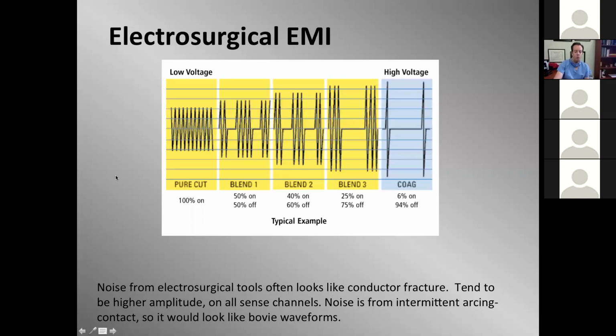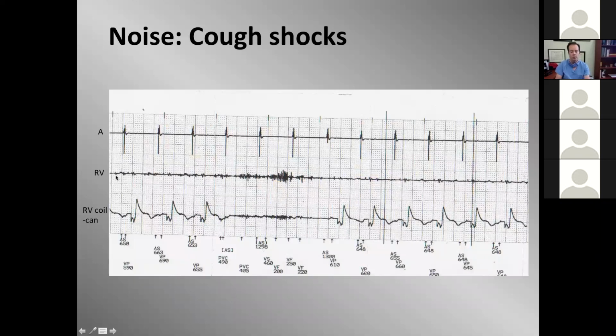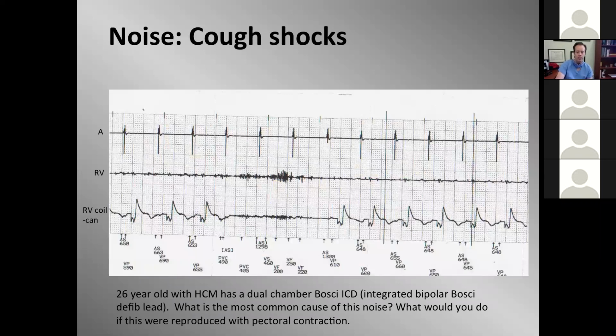All right, one more, and then we'll stop beating this. This is an incidence of cough shocks. Here we have a dual chamber Boston Scientific ICD in a 26-year-old with hypertrophic cardiomyopathy. My question to you with this tracing is, what is the most common cause of this noise? And then separately, perhaps, hint, hint, what would you do if this were reproduced with pectoral contraction?